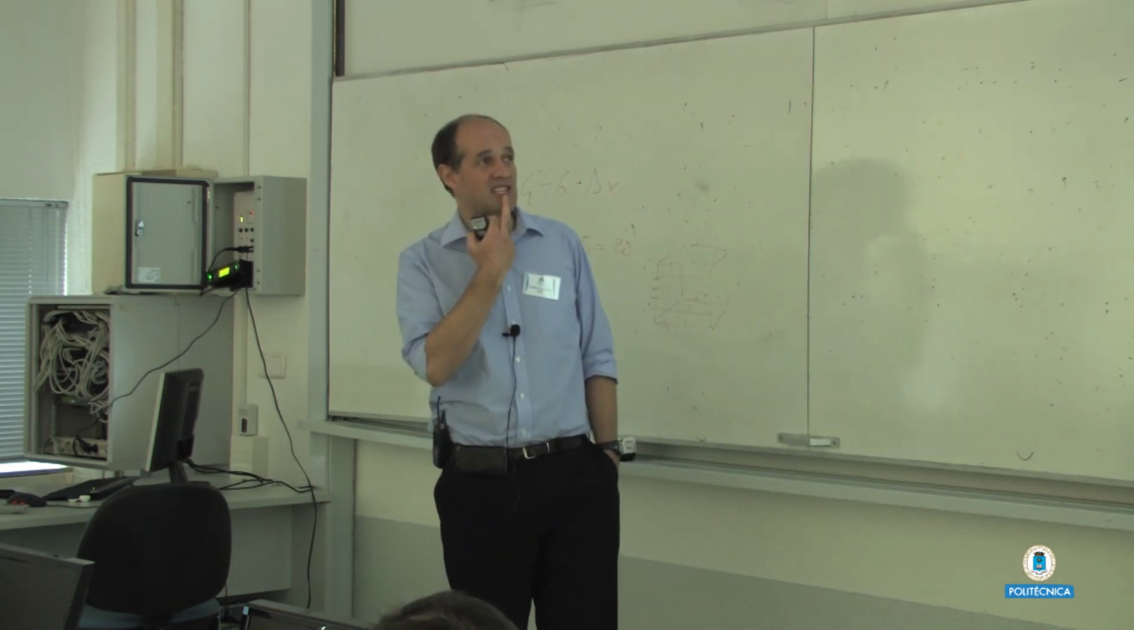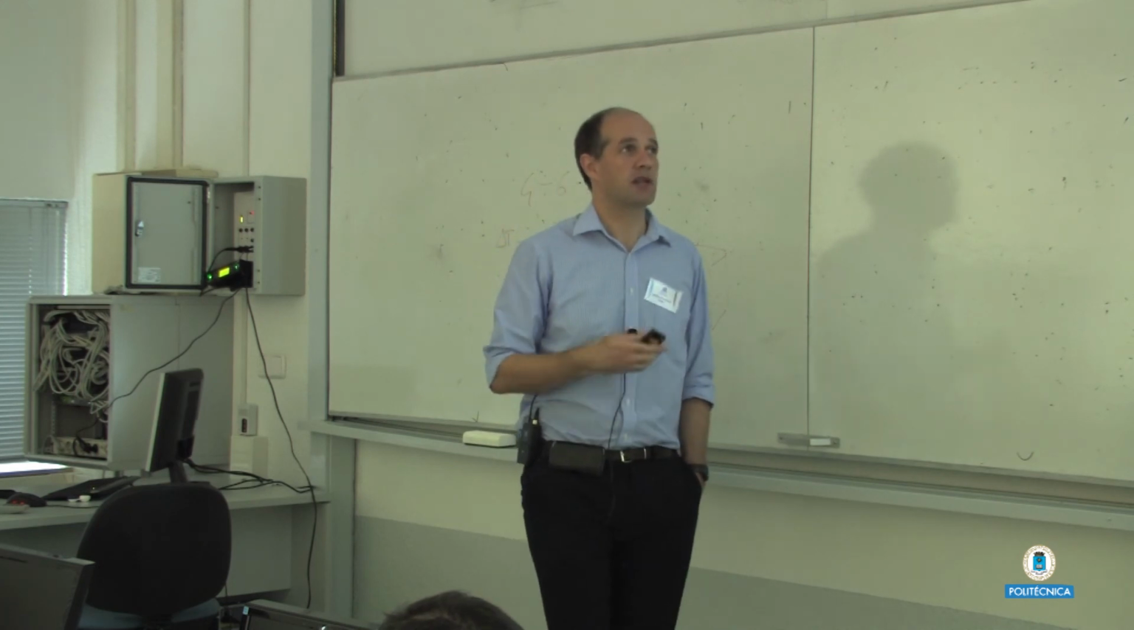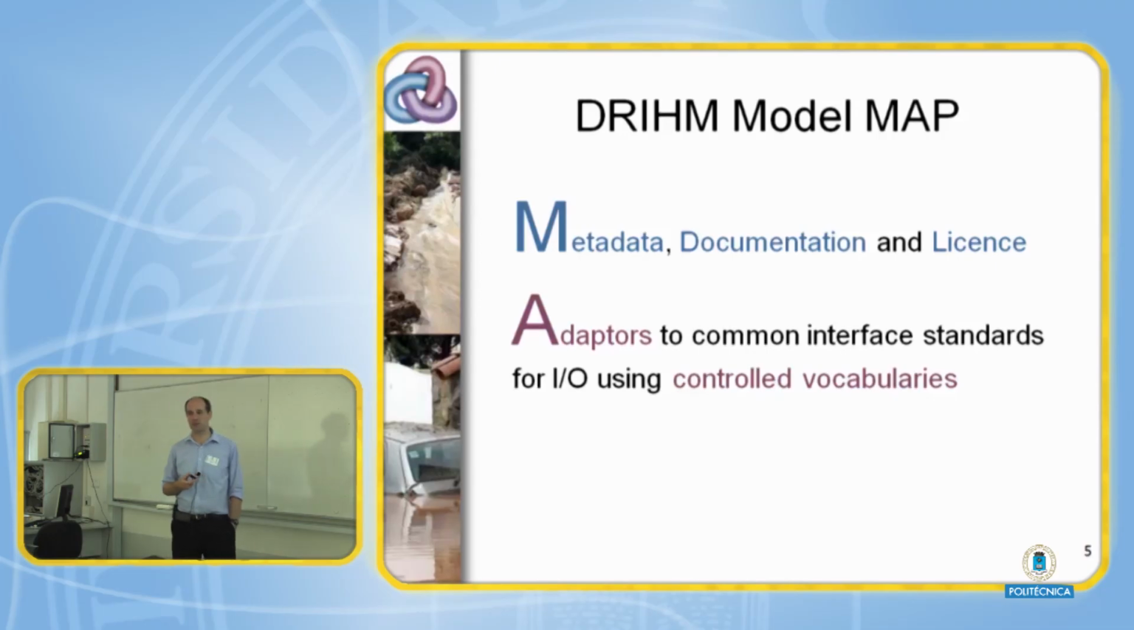Secondly, the A stands for adapters, and adapters to common interfaces for input and output using controlled vocabularies. So you've seen we have the P and the Q interface, we have standard file formats we're expecting, we have OpenMI, which is a memory-based standard for exchanging data, which we'll talk about later. We need to adapt the local model outputs to something more generic to allow them to be used.